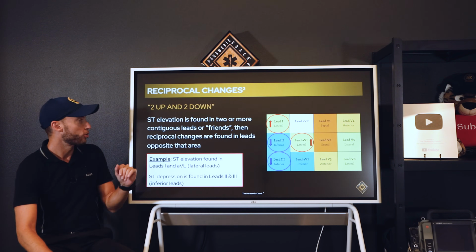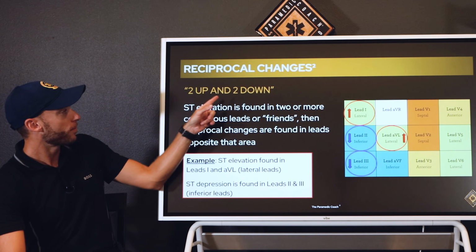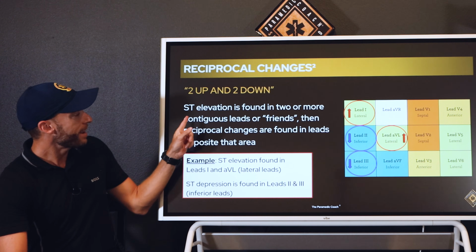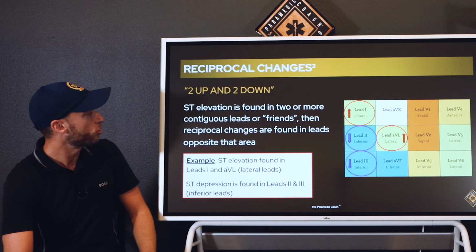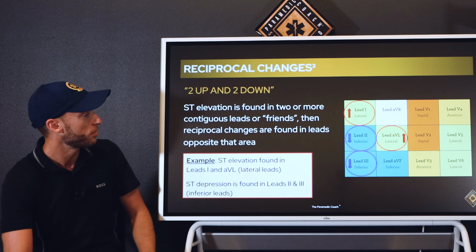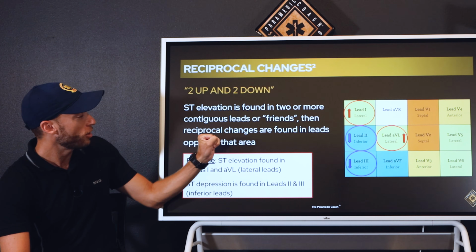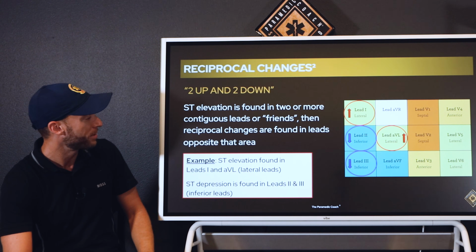So, introducing 2 up and 2 down. ST elevation is found in 2 or more contiguous leads, or friends. I will explain, hang with me. Then, reciprocal changes are found in the leads opposite that area.